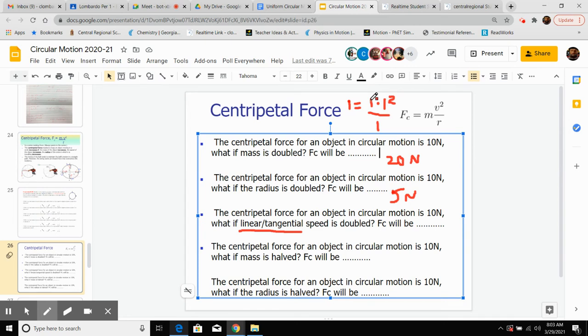Okay, what if the linear speed or tangential speed is doubled? So mass doesn't change, so it's a 1. If we're doubling the velocity, it becomes a 2, but you still have to square it. So what's 2 squared? 4. They didn't tell us anything about the radius, so it stays a 1. So 1 times 4 is 4 over 1 is still 4. So it'd be 4 times the force, and 4 times 10 would be.